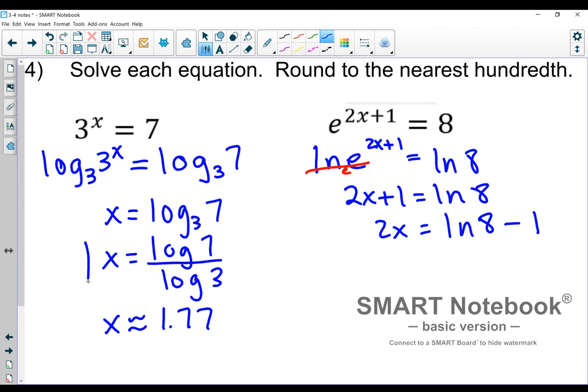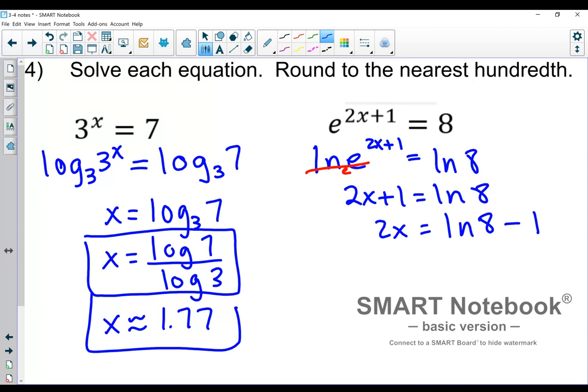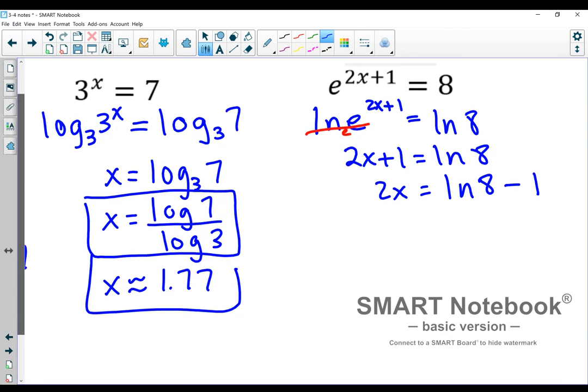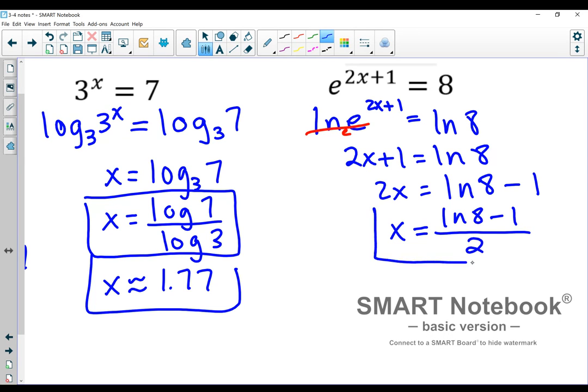Notice, just like in the last one, I'm always trying to have that calculator-ready form and then the answer. I don't want to take natural log 8 now and do a bunch of rounding and then keep going. I want to have my perfect exact calculator-ready answer, and then I'll come up with the decimal. So here's my calculator-ready form. I had to solve for x by subtracting 1, dividing by 2, and then when I use a calculator, I have 0.54.